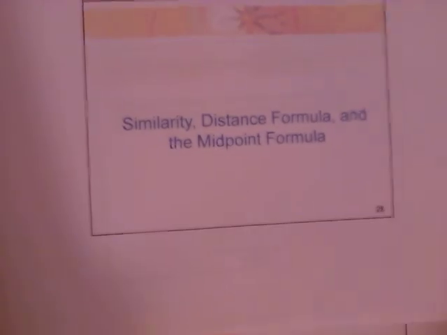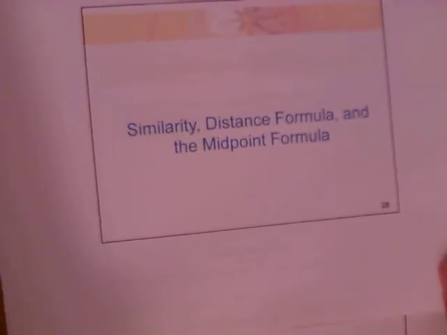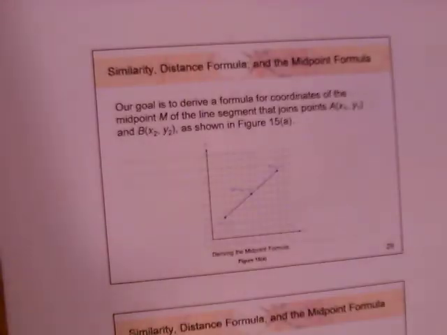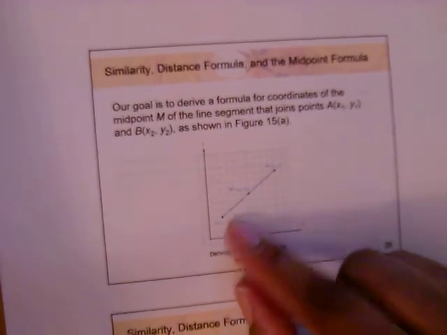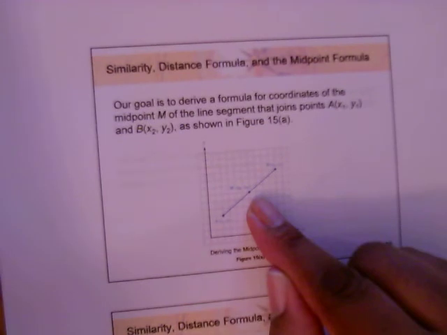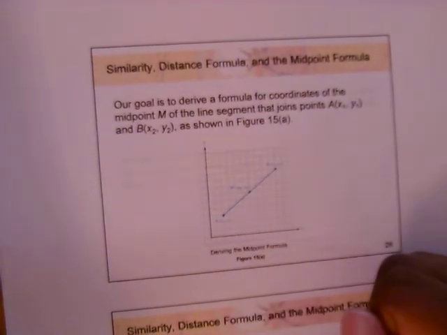All right, now we're going to look at similarity, distance formula, and midpoint formula as well. Here we want to derive a formula for the coordinates of the midpoint, which is called M, of the line segment that joins points A, which is (x1, y1), and B, which is (x2, y2), as shown here. Because here we got A and B, and the midpoint is right here. We want to find out what would be the midpoint of a line segment if you have the two endpoints.